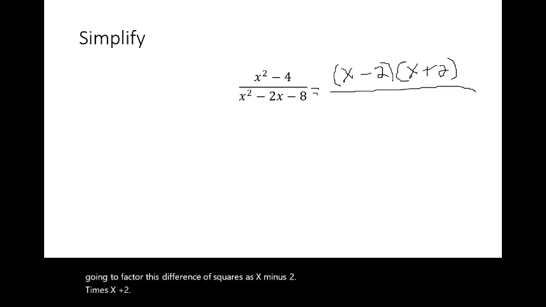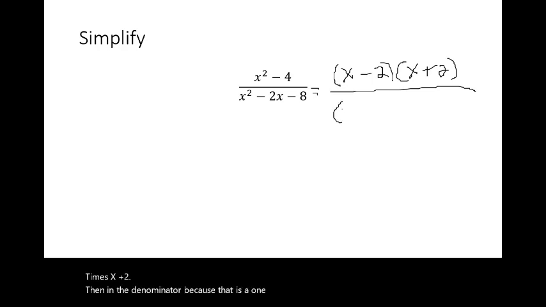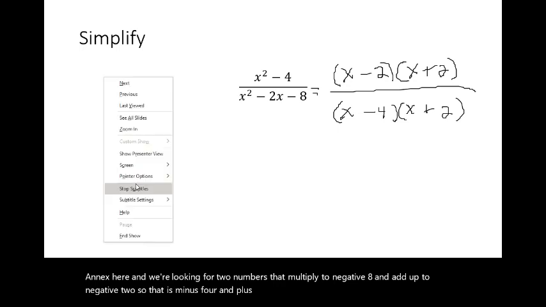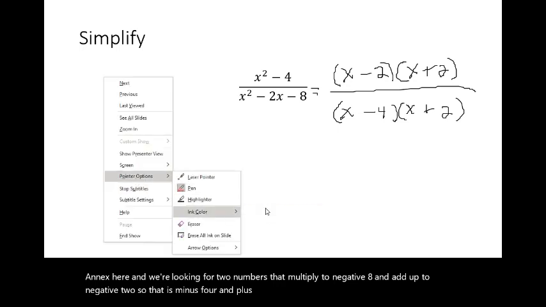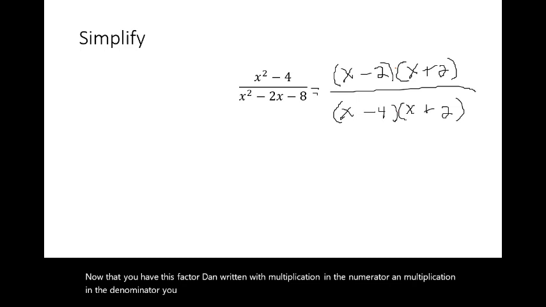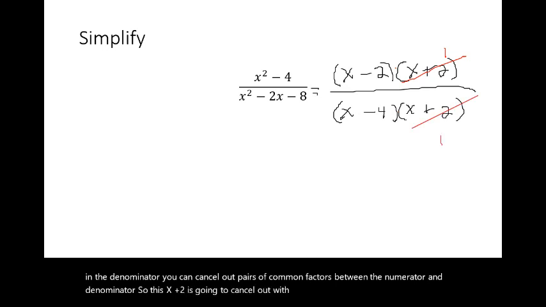Then in the denominator, because that is a 1x squared, there is going to be an x here and an x here. And we're looking for two numbers that multiply to negative 8 and add up to negative 2. So that is minus 4 and plus 2. Now that you have this factored and written with multiplication in the numerator and multiplication in the denominator, you can cancel out pairs of common factors between the numerator and denominator. So this x plus 2 is going to cancel out with this x plus 2.